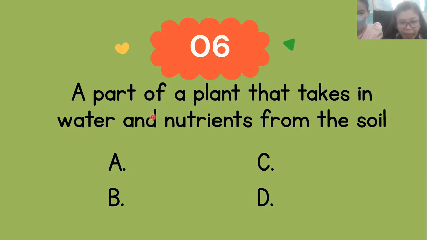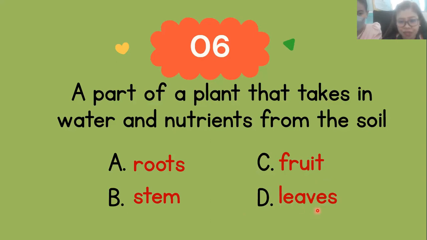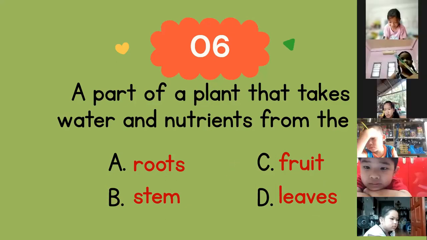A part of a plant that takes in water and nutrients from the soil. Again, a part of a plant that takes in water and nutrients from the soil. A, roots. B, stem. C, fruit. D, leaves. Again, a part of a plant that takes in water and nutrients from the soil. A, roots. B, stem. C, fruit. D, leaves. Am I too fast?